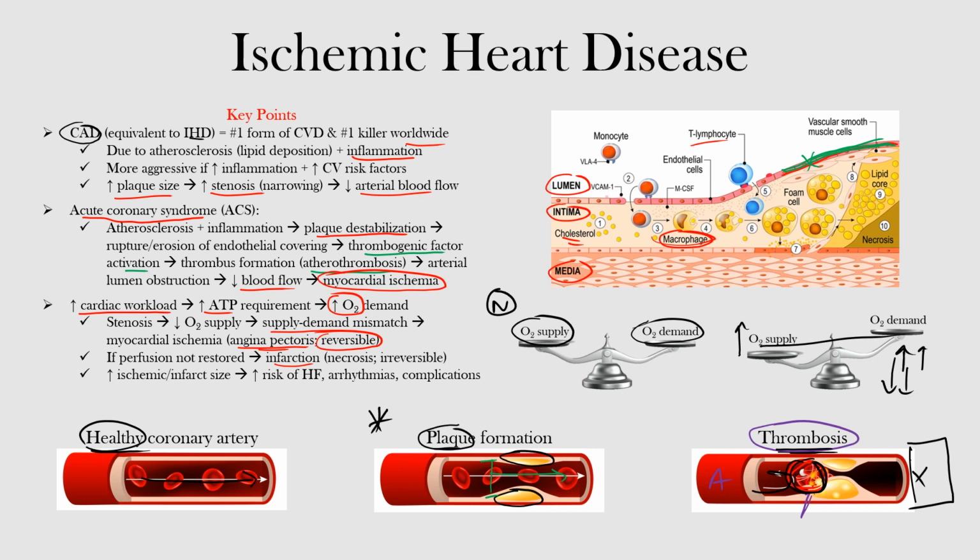We said that the greater the ischemic size or the infarct size, the more it is directly related to the increase in heart failure and arrhythmias such as VTach and VFib, among other complications. Well, that's the end of this lecture. We discussed the pathophysiology of ischemic heart disease. I hope you learned something.